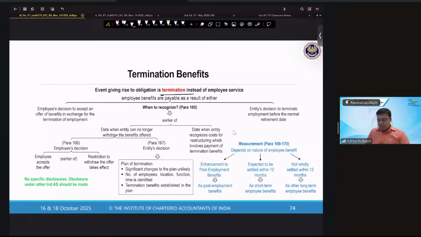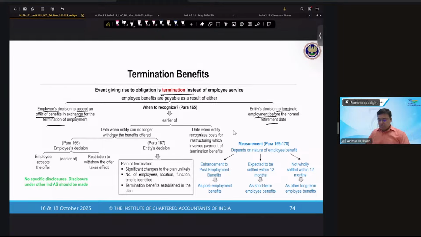Employee benefits payable as a result of employee's decision to accept offer of benefits in exchange of termination. That means he is happy with the severance package and he will go. Entity's decision to terminate employment before the normal retirement date, layoff. So when do I recognize? At what point of time?